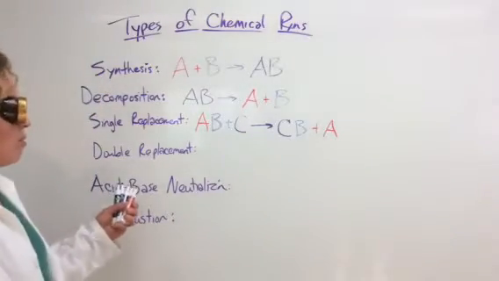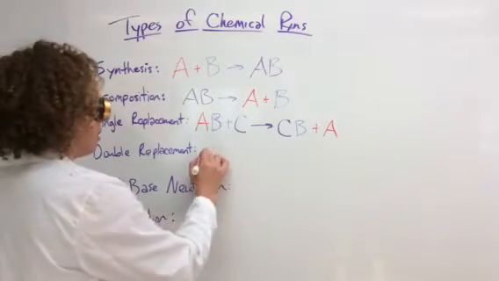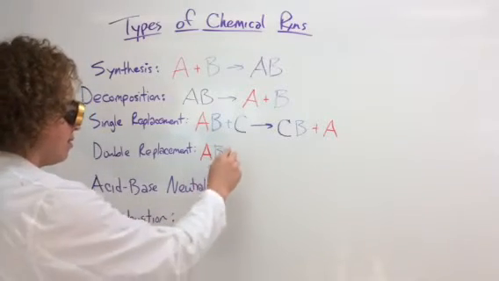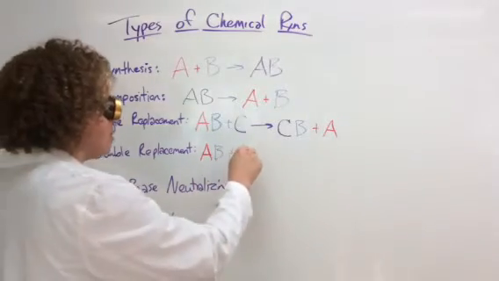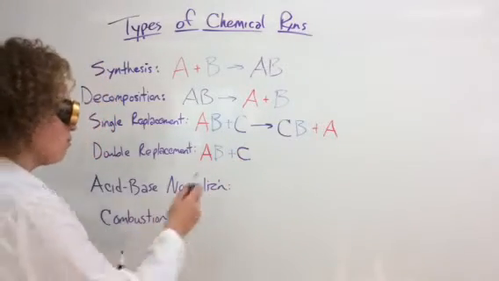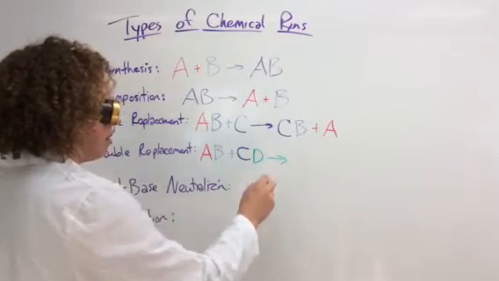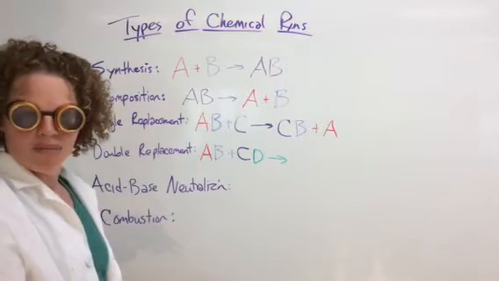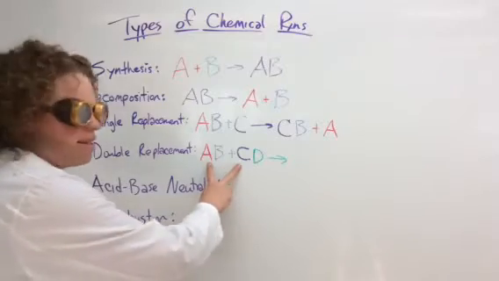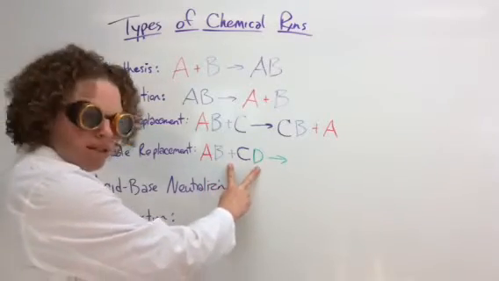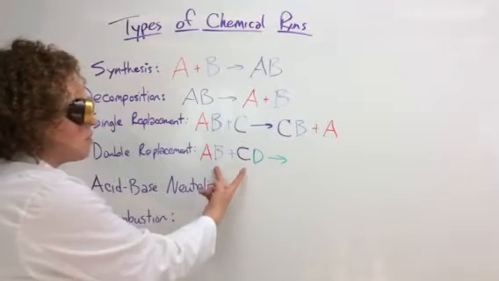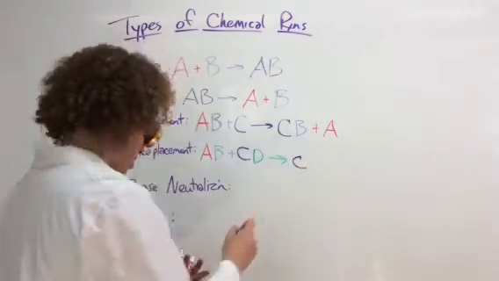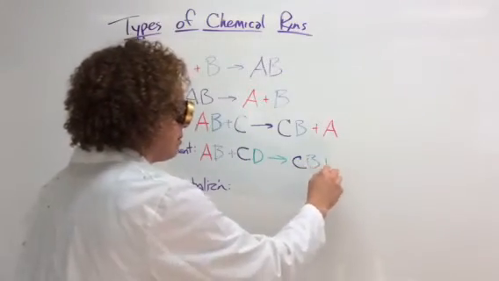All right, double replacement is a little bit more complicated. You've got a compound and another compound. And what happens here is it's like a little dance move where you switch partners. So A and C are the metals, B and D are the non-metals. A and C will switch places, and you'll end up with two new compounds.